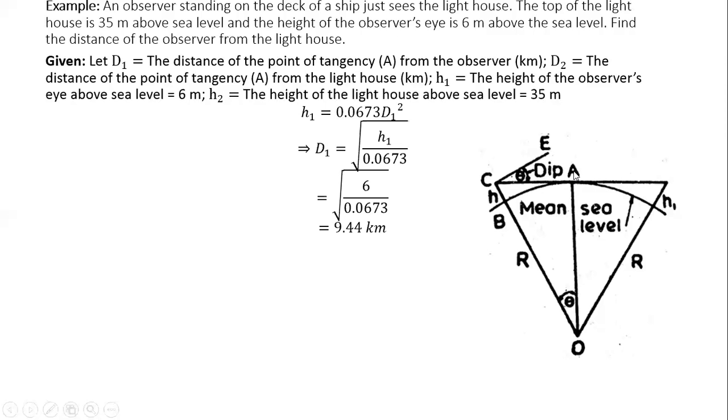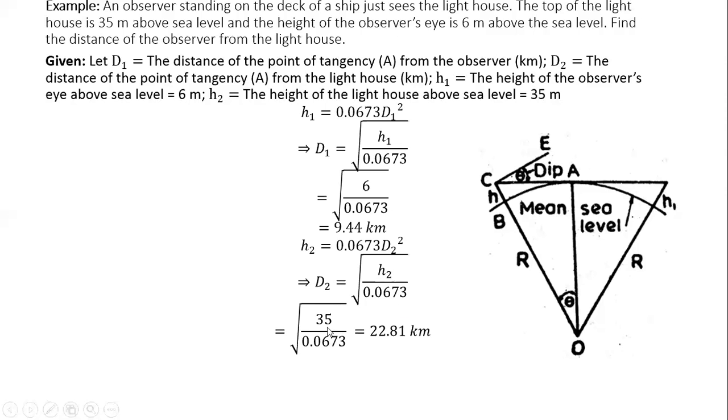Now I have to find out the distance from point A to this point here, which is nothing but the point of the lighthouse. I know the height of the lighthouse, so I can easily find this distance. Again applying the same formula, h2 is equal to 0.0673 d2 square. So d2 comes out to be h2 over 0.0673. Just put the values here. H2 is 35 meter divided by 0.0673. Take the square root, you will get 22.8.